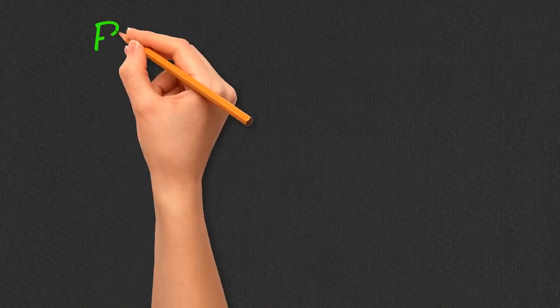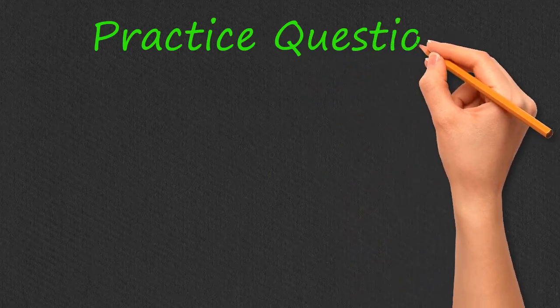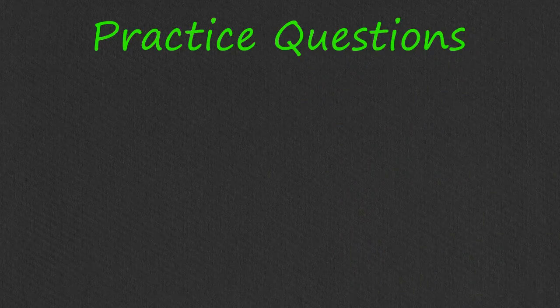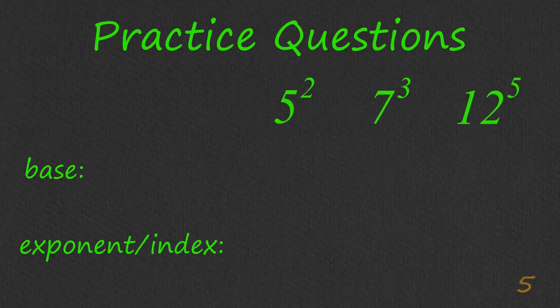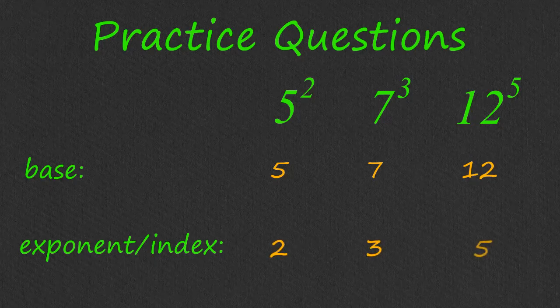Now let us practice these new concepts to make sure you fully understand them, and you will know what I mean by them when I use them throughout future videos. I will stop talking for a few seconds so you can try to identify the base and the exponent, index, in the following examples. So, the bases are 5, 7 and 12 respectively, and the exponents, indices, are 2, 3 and 5. I hope you got all of them right, but if not, don't get discouraged. Making mistakes means you are learning something new.